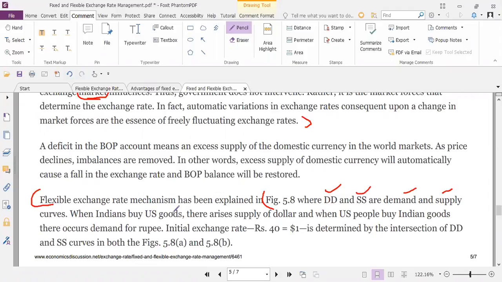When Indians buy US goods, there arises a supply of dollar. So when Indians are buying US goods, obviously we'll have to buy them in terms of dollars, right? So there's a supply of dollar. And when US people buy Indian goods, there occurs a demand for rupee. So if US people are demanding Indian goods, there'll be a demand for rupee because they'll have to buy it in terms of rupee, right?